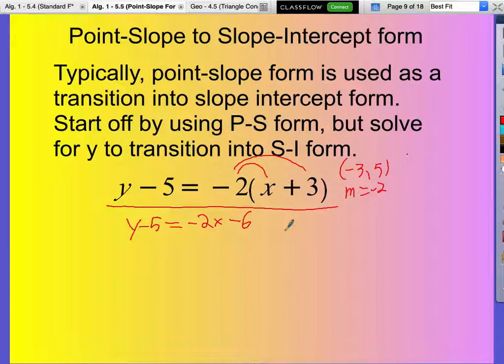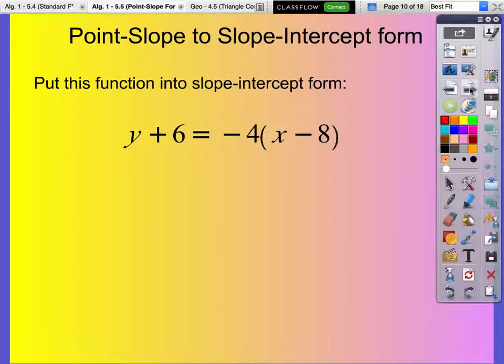Okay? Now, how do we get rid of that 5 over there? Because we want y by itself to get into slope-intercept form. We add 5. Do we add 5 to the -2x or to the -6? -6, because they're like terms. Y is equal to what? -2x minus 1. Is this like slope-intercept form now? Yes. So that is usually what we use point slope form for, to say, hey, if we have a point and the slope, we will do this with it. Questions on that? Okay. I want you to put this function into slope-intercept form.